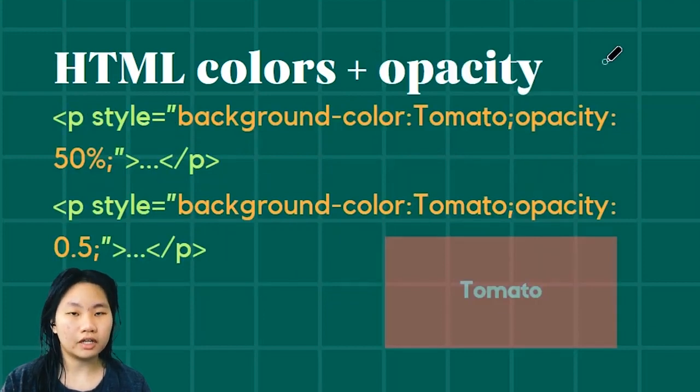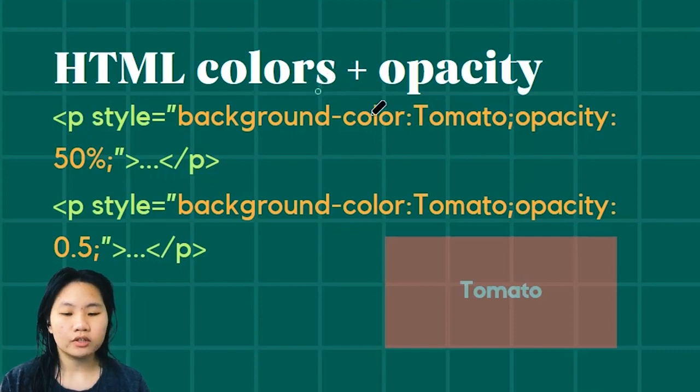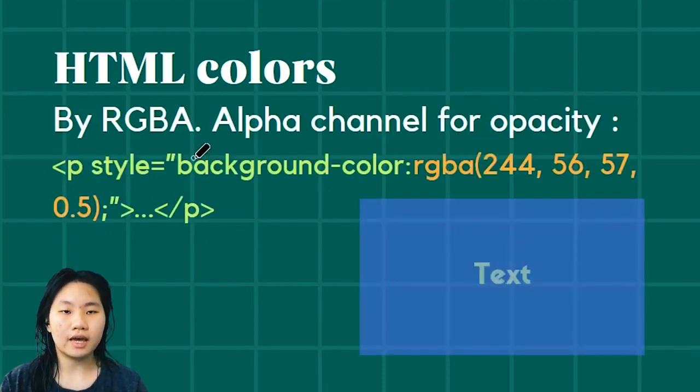Okay, so you already have the color. What if you want to change the opacity, right? So we can use, once again, the background color property, and then we can have a separate property, opacity. It's very simple. For opacity, you can either put it as a percentage or a decimal, right? 50% and 0.5 is the same thing. If you want 90%, then it's 0.9. 1 is 100%. You get the idea.